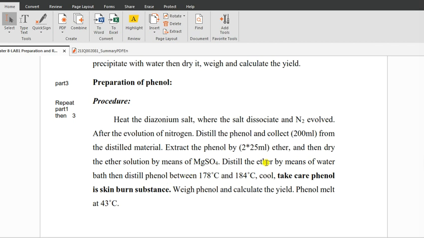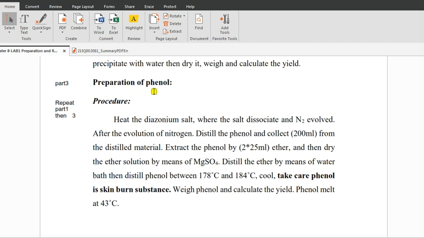Take care, phenol is a skin-burning substance, so you have to be careful in this part. After you get the phenol, weigh it and calculate the yield. And don't forget the phenol melts at 43 Celsius. So you have to check the weather at the time of the experiment, or on that day of the experiment.